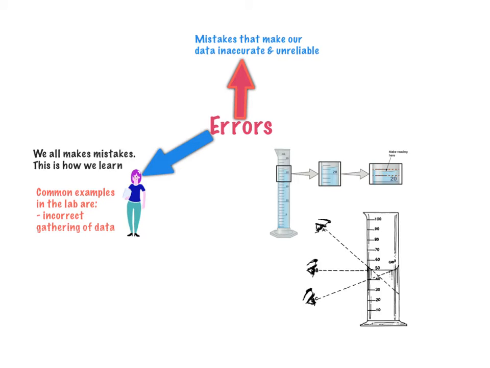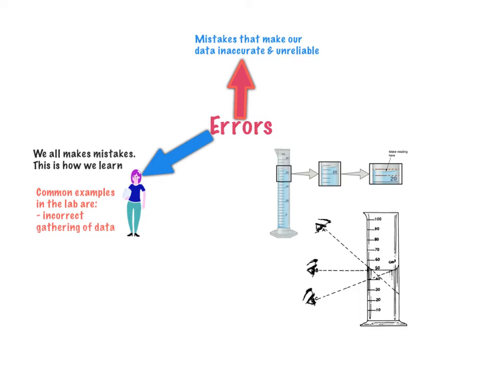Now it becomes even worse if we're not so good at doing our measurements. We know that to get a correct and accurate measurement, our eye level should be level with the meniscus in this case. If it's above, then we're going to be reading high. If it's below, we're going to be reading low. So it's most important that we try to always do the right thing in terms of gathering data. And this is one of the biggest sources of errors in any lab work.